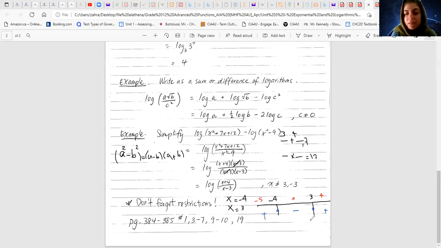So your domain is that the positive one is acceptable because the input of the logarithm should always be positive. So the domain is x less than -4, not equal, because if you put equals, it would be 0, and x greater than 3. So these are the restrictions or the domain for the answers. Any question?